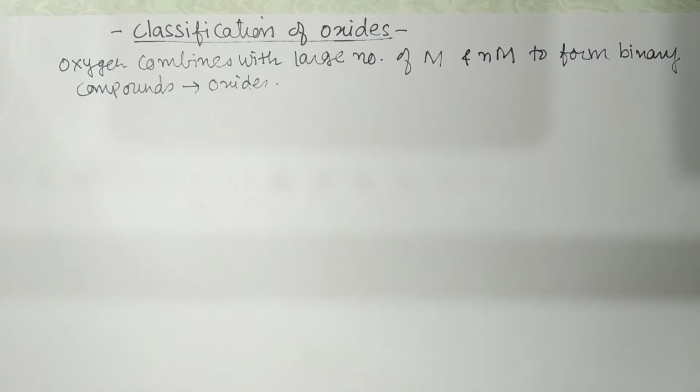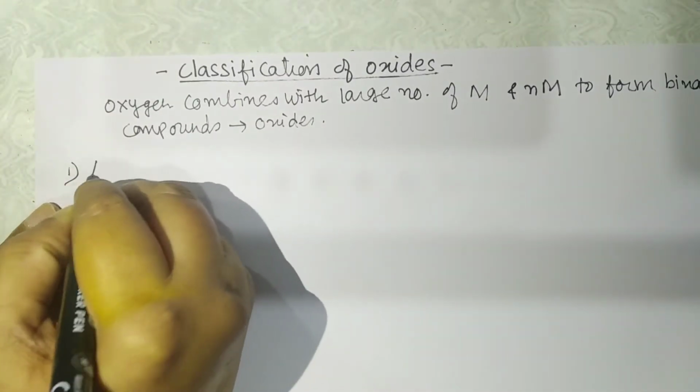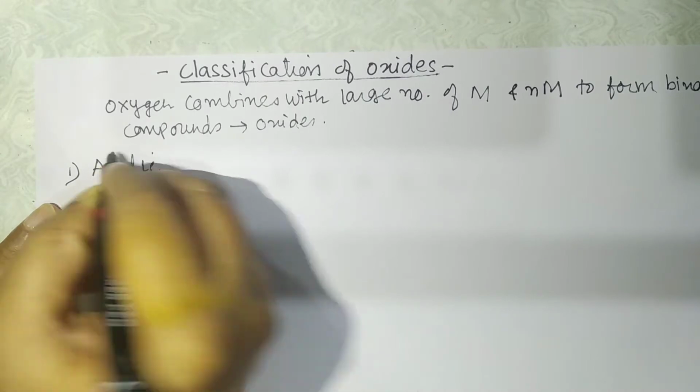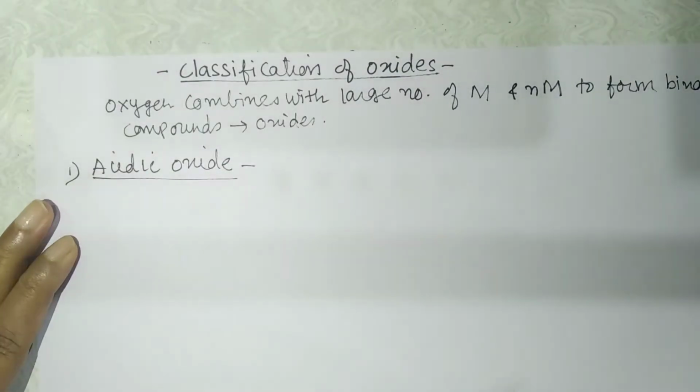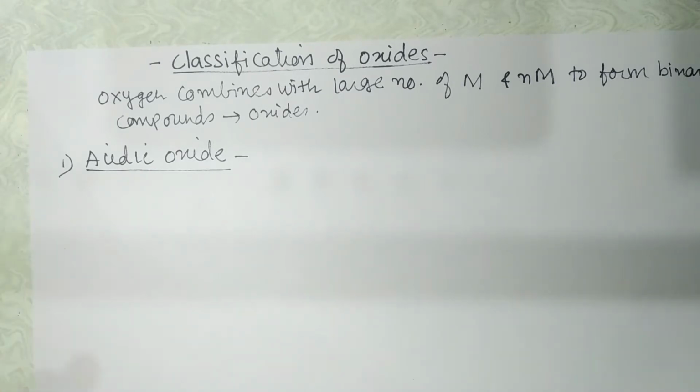Now, depending upon the type of oxide it forms, we classify those oxides into 4 types. What are the 4 types? Before writing the classification, let us understand the oxides one by one. The first oxide is the acidic oxide. Now, what is the meaning of acidic?